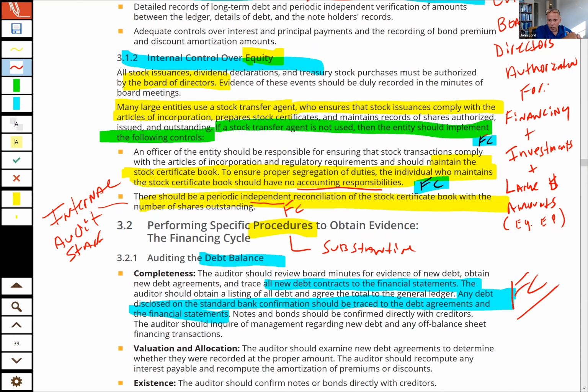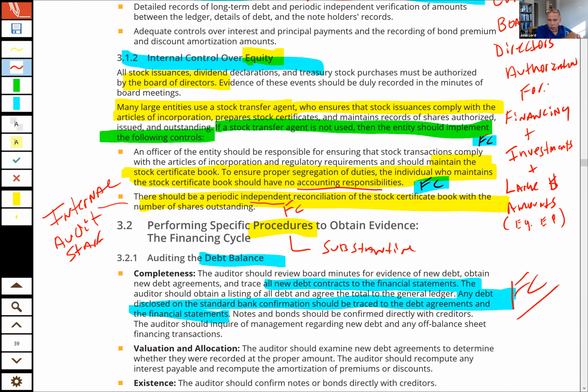Okay. And we say here that the auditor should recompute any interest payable. Recompute, okay, is another way of saying recalculate interest payable. And the best way to do this would be to get comfortable with the outstanding debt balance, and then do what? An analytical procedure that would apply some sort of average interest rate, whatever, to the outstanding debt, and see if that's showing up as a payable.